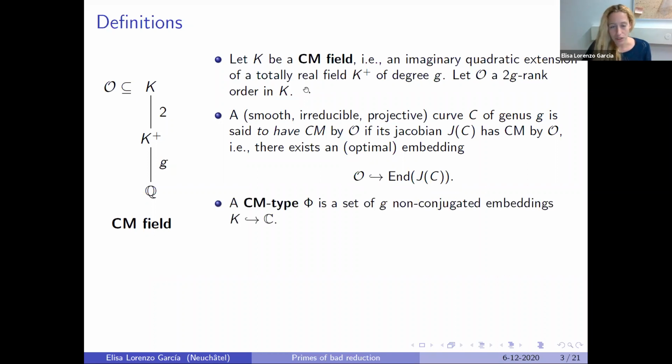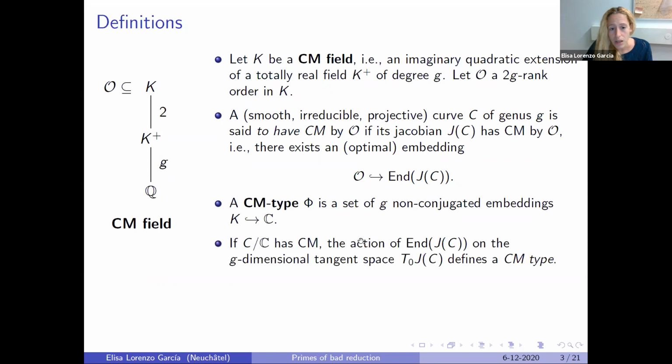After the definition of complex multiplication field, I'm going to give you the definition of complex multiplication type. So K has degree 2g over Q, so we have 2g embeddings of K into C. These embeddings actually come in pairs, because each time we have one embedding, we have the conjugated one, because of this quadratic imaginary extension of degree 2. So a CM type is just a choice of g embeddings such that none is the conjugate of another. So for each pair of conjugate embeddings, you just take one.